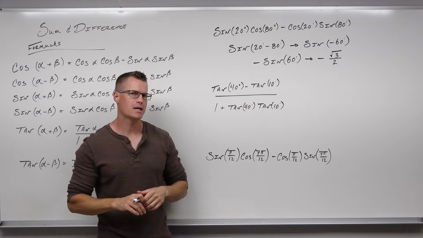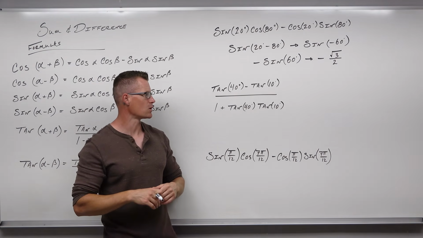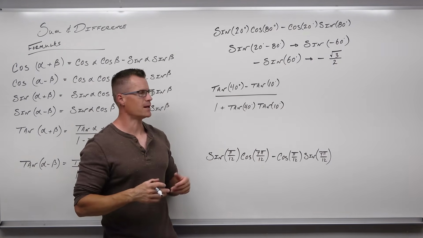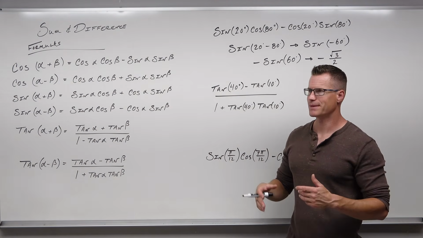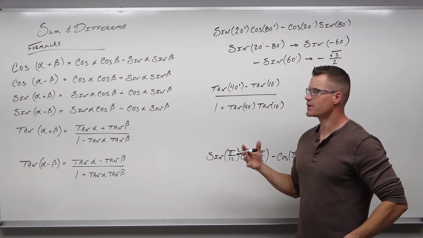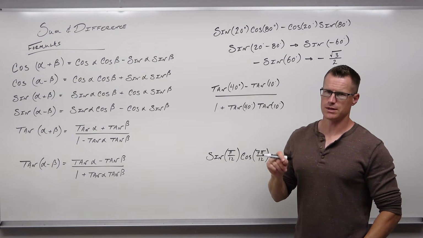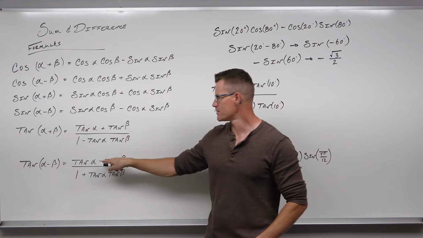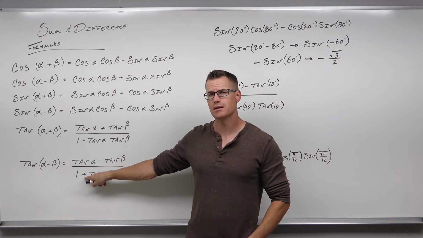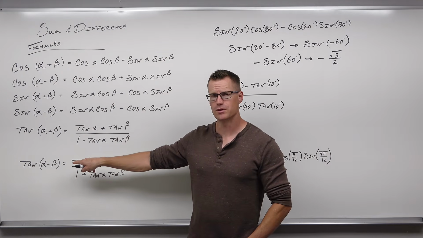Let's move on to tangent. So tangent of 40 degrees minus tangent of 10 degrees all over 1 plus tangent 40, tangent 10. That looks really like one of these two tangent formulas. Why? Because it has a whole bunch of tangents in it. Let's just figure out which one. All we've got to do is look for the signs. So our signs say we're dealing with a minus and a plus. Here's a minus and a plus. We're going to be using the difference formula for tangent.